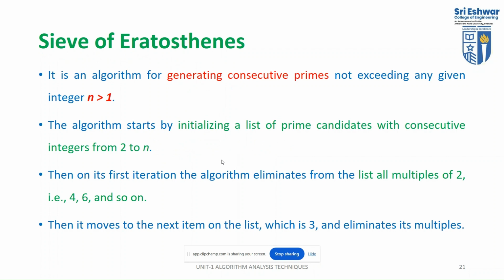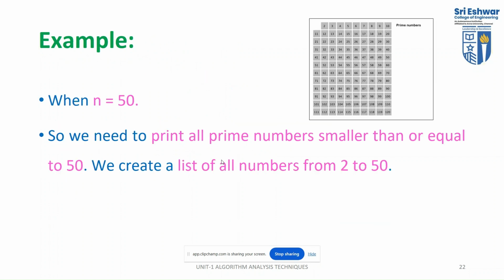The sieve of Eratosthenes is an ancient and efficient algorithm which is used to find all the prime numbers up to a given limit, which is referred to as n. It is an algorithm for generating consecutive primes not exceeding any given integer n greater than 1. The algorithm starts by initializing a list of prime candidates with consecutive integers from 2 to n. Then, on its first iteration, the algorithm eliminates from the list all multiples of 2, that is 4, 6, and so on. Then it moves to the next item on the list, which is 3, and eliminates its multiples.